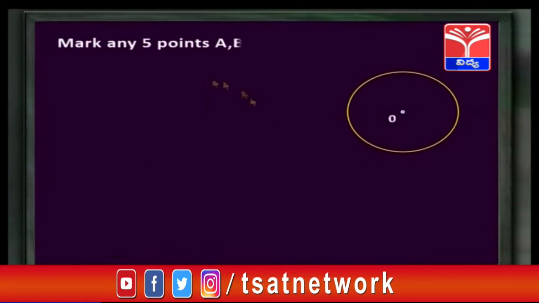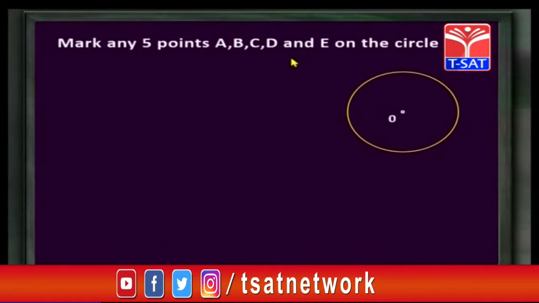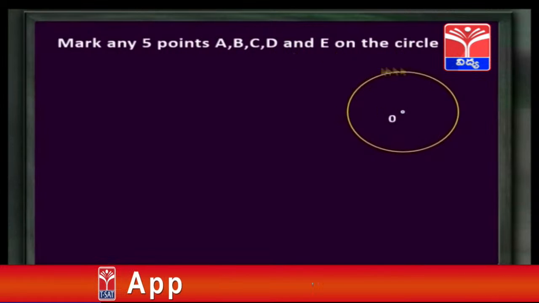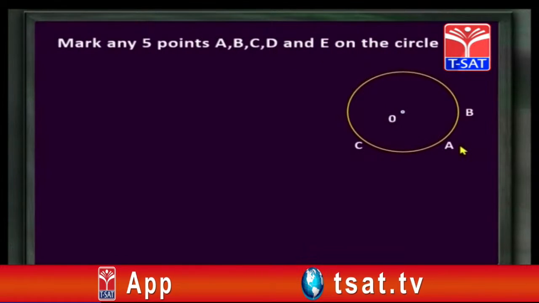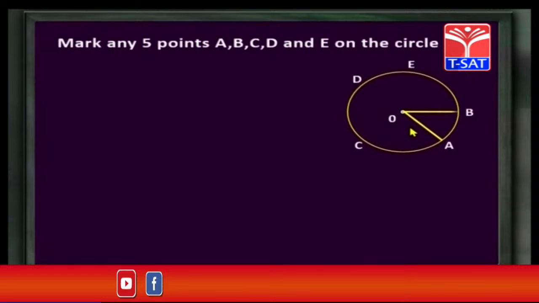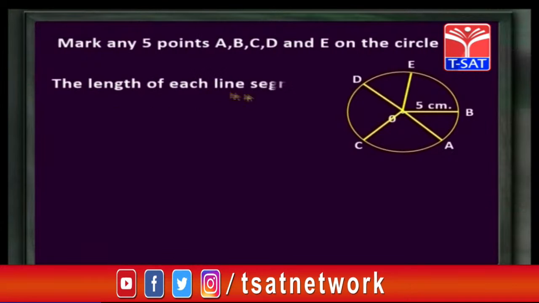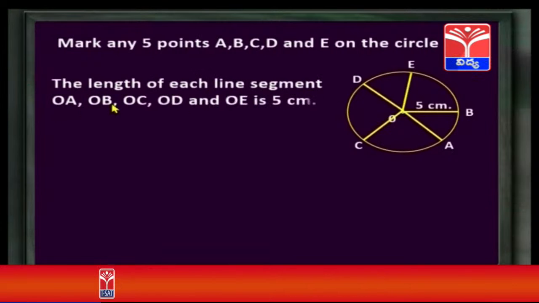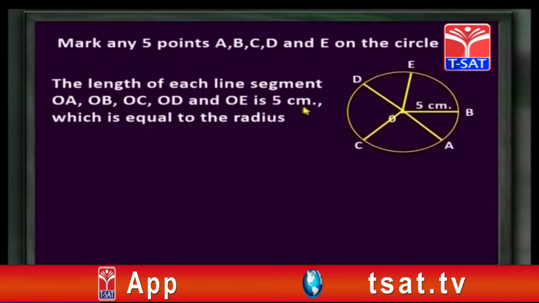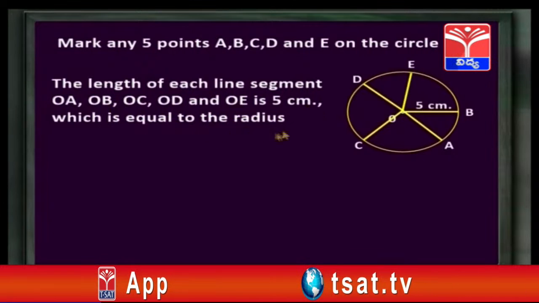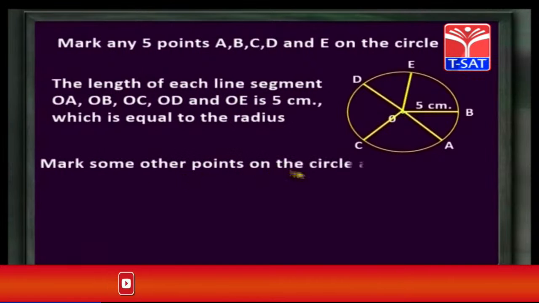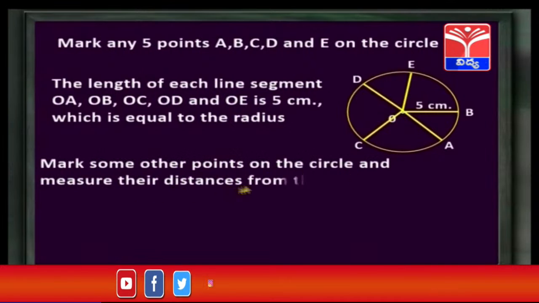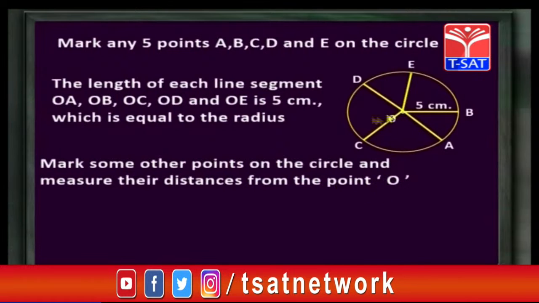Now, students, make any 5 points A, B, C, D, E on the circle. So, this is the circle. The points are A, B, C, D, E. Join these points: OA, OB, OC, OD and OE. So, the length of each line segment OA, OB, OC, OD and OE is 5 cm, which is equal to the radius. Mark some other points on the circle and measure their distances from the point O. So, if you mark any other points like this, measure their distance.